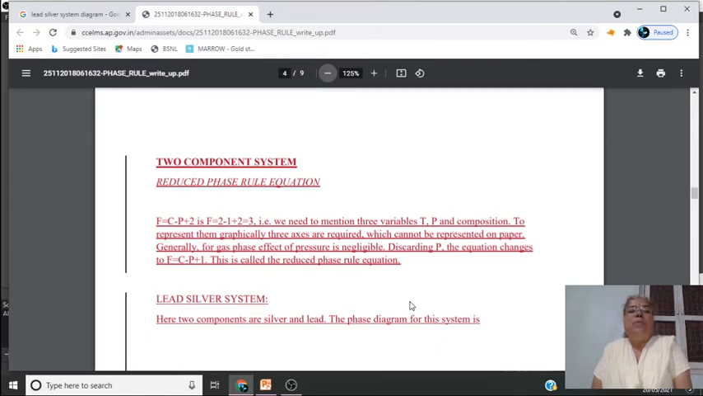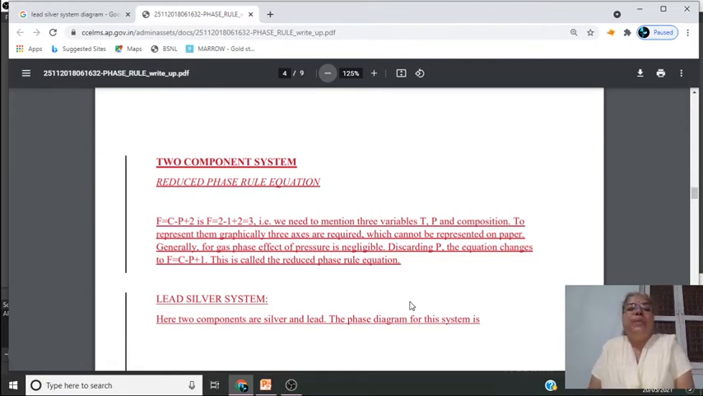Every time, on plain paper, it is not easy to show 3 coordinate axes in three dimensions. So for the sake of simplicity we kept pressure constant and use temperature-composition diagrams in the case of solid-liquid equilibria, as the gas phase has no effect on the pressure. Today we see in detail the lead silver system, or silver lead system, and its application is in Pattinson's process of desilverization of lead.